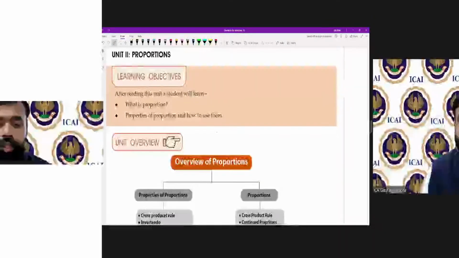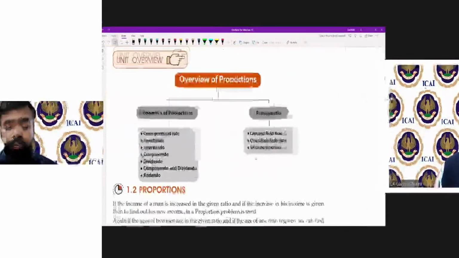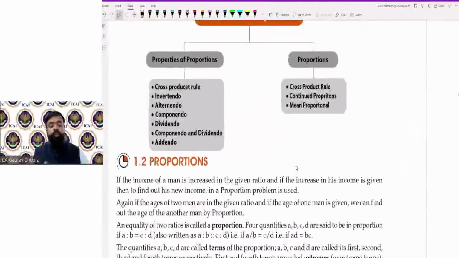So recording in proportion. What is the meaning of the term proportion? Then what are the properties of proportions? ये सारी चीजें आज हम करने वाले हैं in today's session.